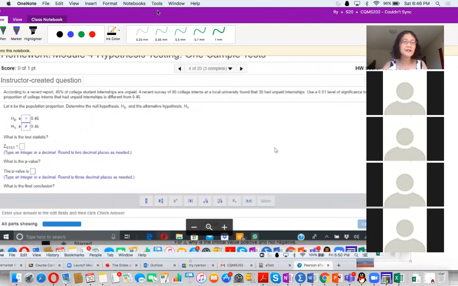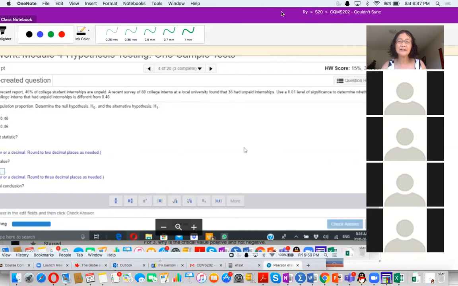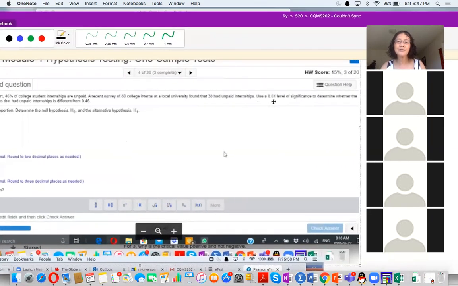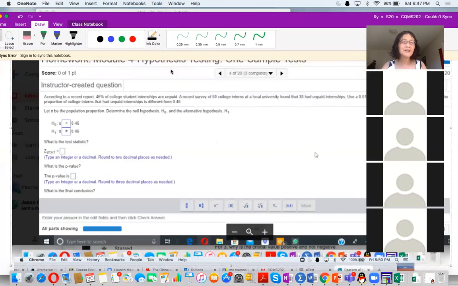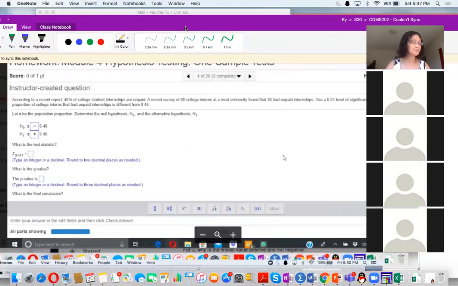I will read the question. According to a recent report, 46% of college student internships are unpaid. A recent survey of 80 college interns at a local university found that 38 had unpaid internships. Use 0.01 level of significance to determine whether the proportion of college interns that are unpaid is different from 0.46. That is the question, okay?